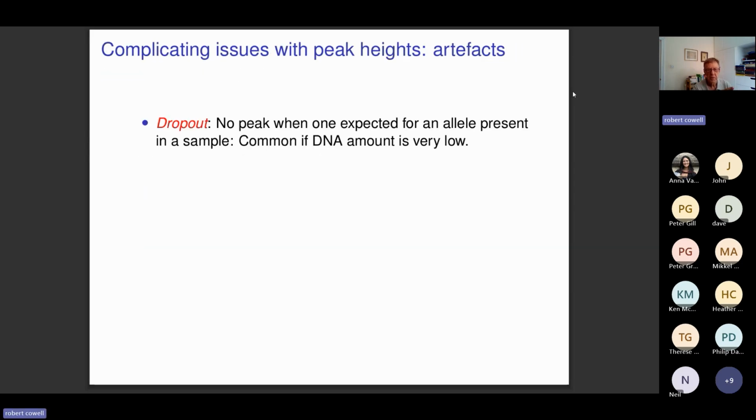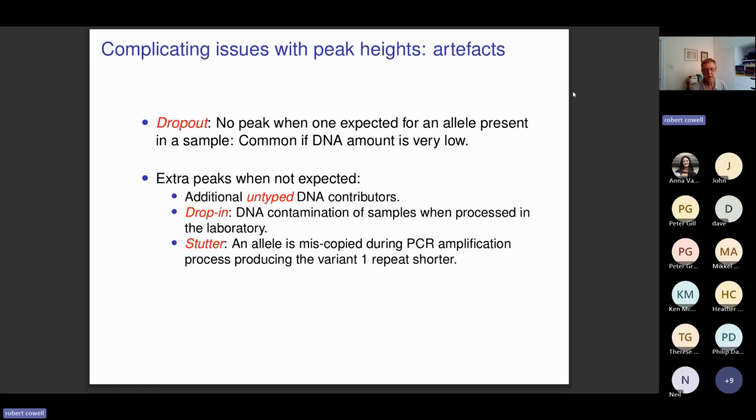Now, the artifacts of the paper refer to various complications around these peak heights when measured. One artifact is dropout. So you've got assumptions about who is in the mixture, so you might expect to see a peak at various places, and sometimes you don't see a peak. That is called a dropout, and it's common when the amount of DNA from a contributor is very low. The converse of that is when you see extra peaks which are not expected.